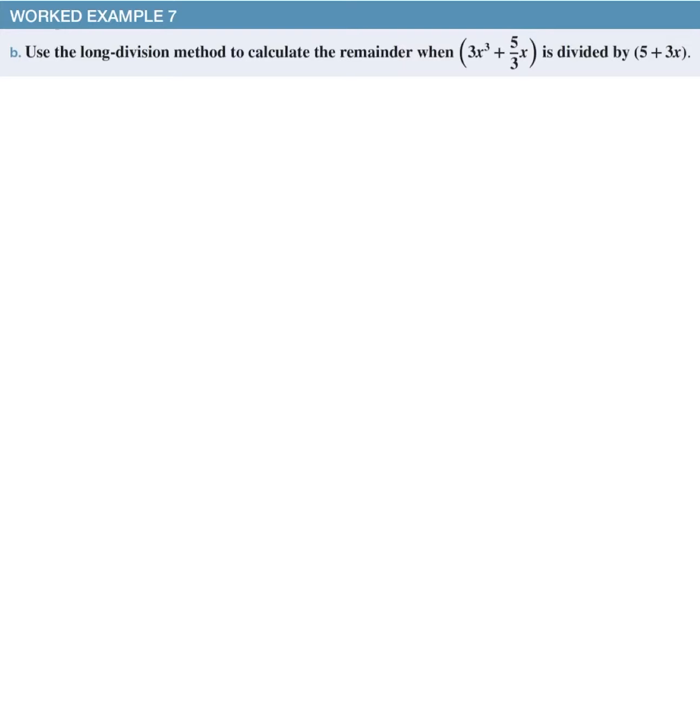When I divide, I'm going to rewrite my polynomial, and remember what I said in my previous videos, I'm going to leave space for any degree that I don't have in here. So I've got an x cubed, and I have no x squared. So I'm going to say 3x cubed plus 0x squared plus 5 over 3x. And I'm going to divide, that's the ugliest line ever.